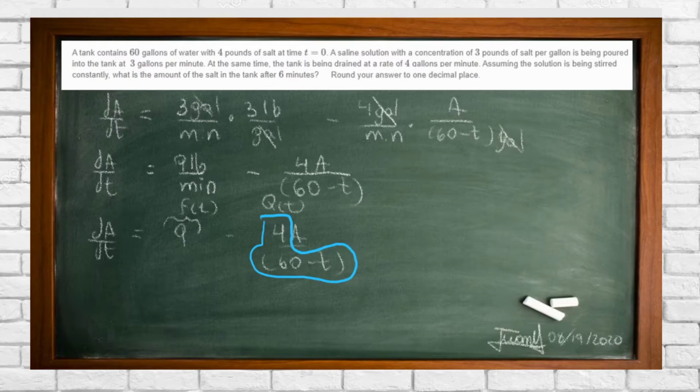Meaning that if we arrange this function, dA/dt plus 4 over 60 minus t times A is going to be equal to 9, we indeed have our differential equation in standard form. So as explained earlier, in order to solve this, what we need to do is get the integration factor of this function and multiply it by the whole equation. So let's do it.